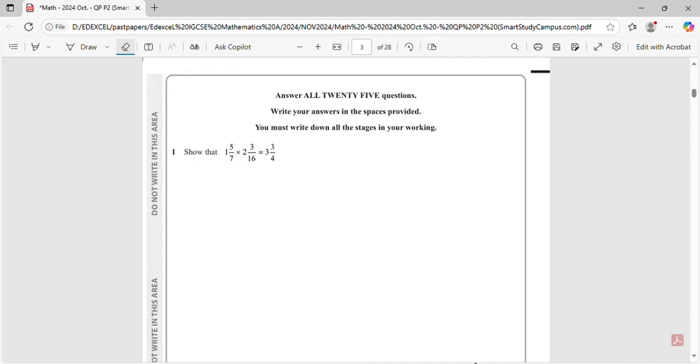Welcome everyone to the exam 2024 October 2H Edexcel. The first question is about how to prove, and of course we know that to prove I will start by using the left hand side.